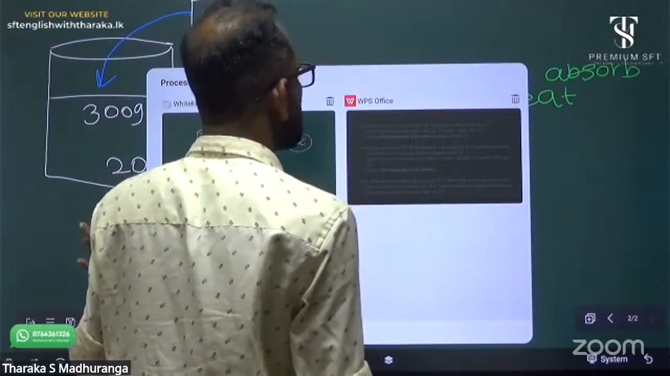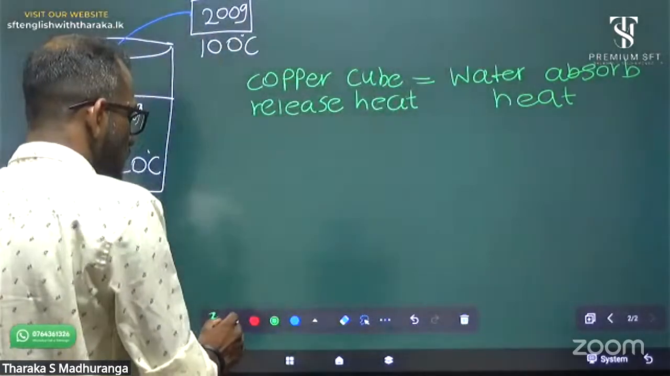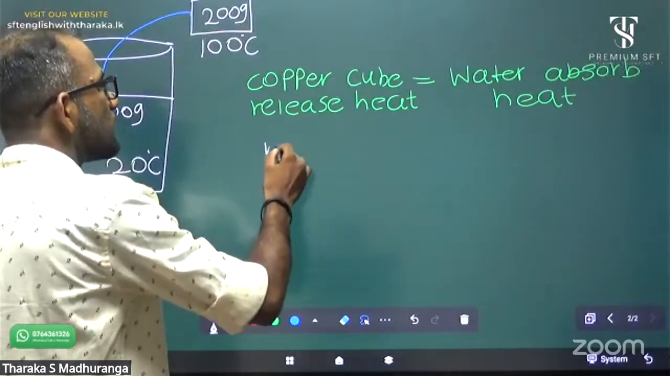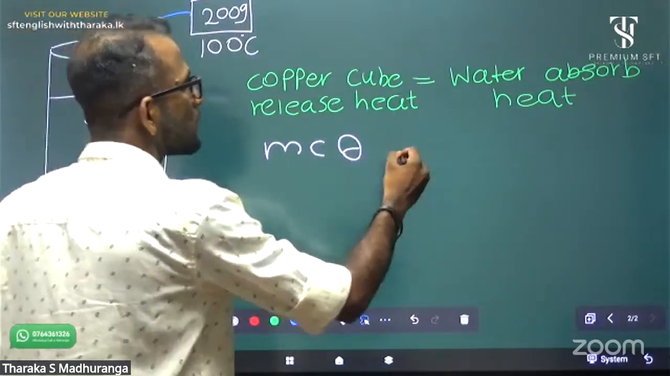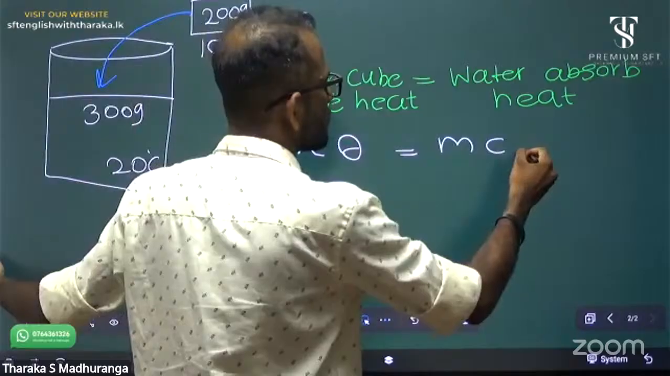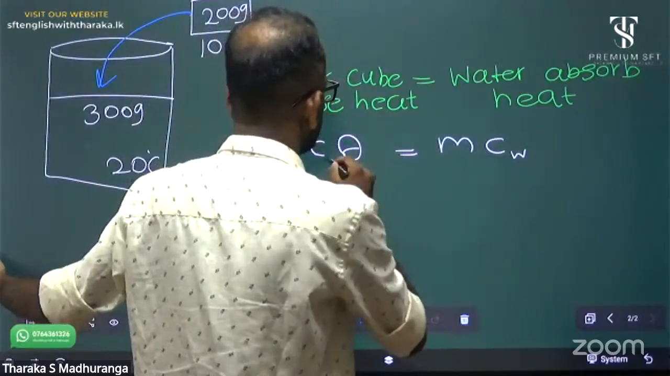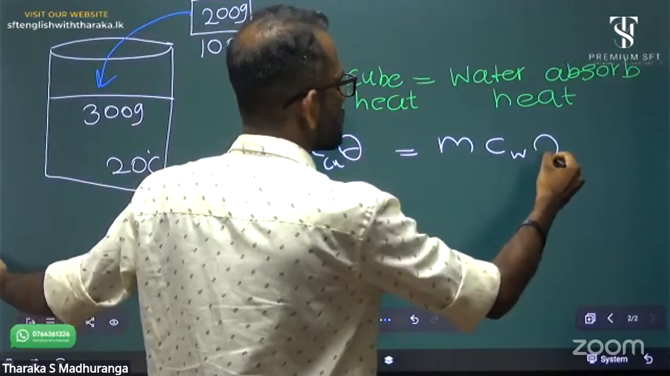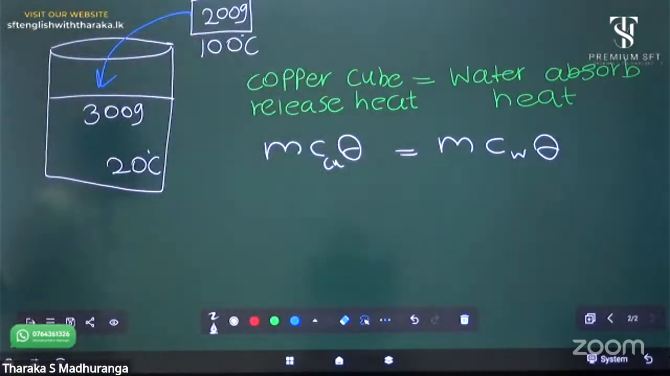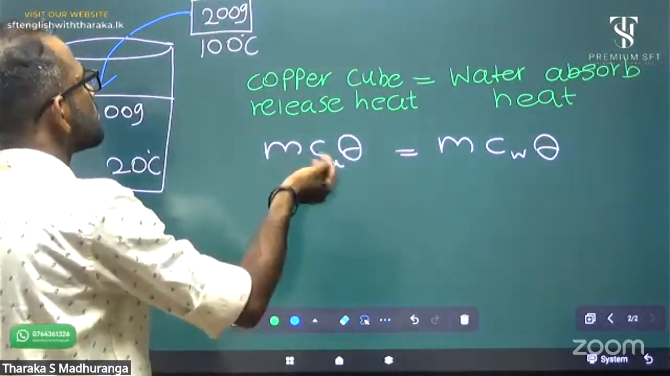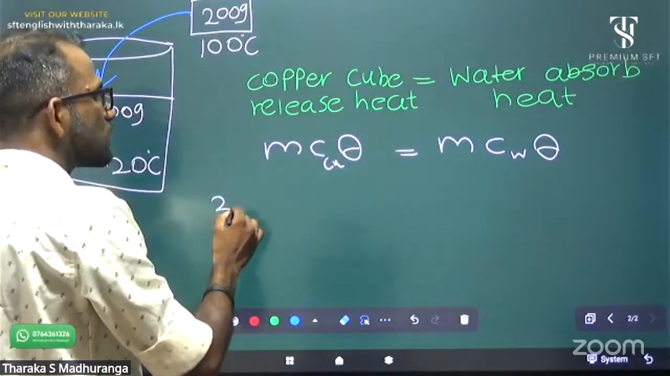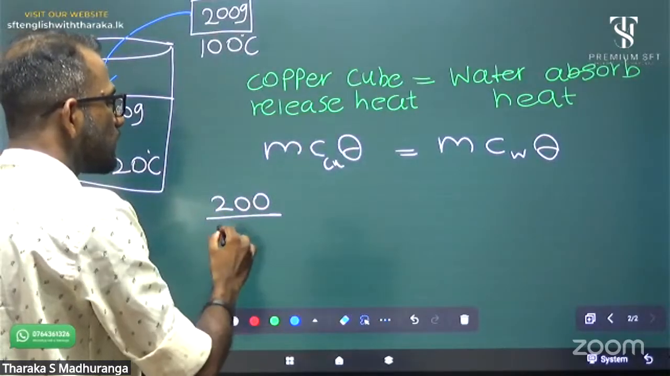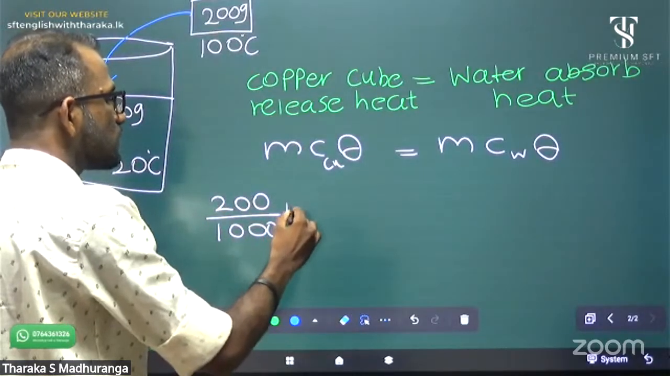The specific heat capacity is given. Then it is mc theta equal to mc theta. Here c is cw for water, and this one is for copper. The mass of copper is 200 grams, 200 divided by 1000 to convert into kilograms.